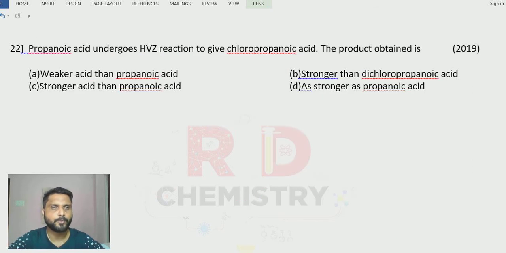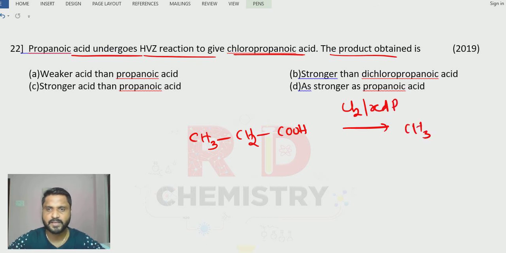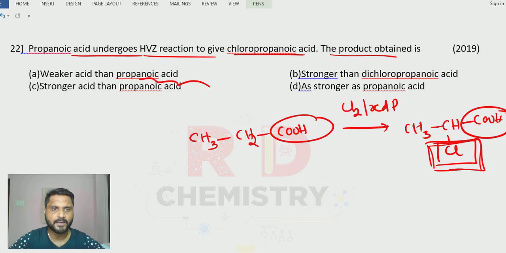Question number 22. Propanoic acid undergoes HVZ reaction to give chloropropanoic acid, the product obtained here. Propanoic acid is CH3CH2COOH. With the HVZ reaction, in this case I can use chlorine and red phosphorus, and alpha chlorination takes place to give alpha chloropropanoic acid. Remember, both are carboxylic acids, both are acidic in nature. Suppose there is an electron withdrawing group, then it will increase the acidic character. Therefore, chloropropanoic acid is a stronger acid compared to propanoic acid. So the answer is option number 3, stronger acid than propanoic acid.